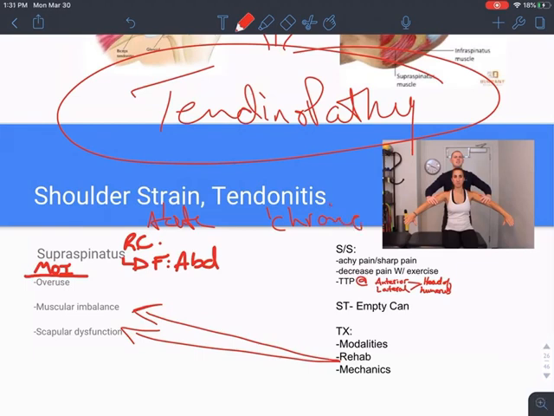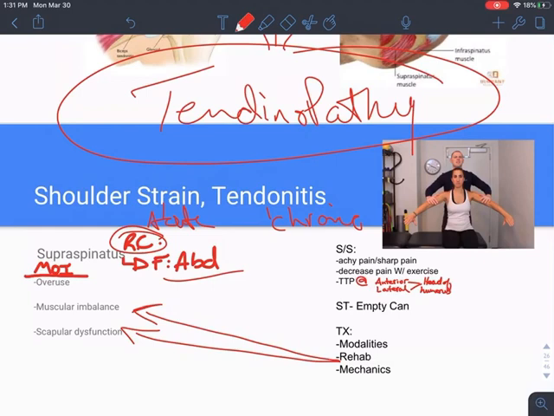So supraspinatus, right? Super common. It's a rotator cuff muscle that's injured. The function of your supraspinatus is abduction. So the MOI for supraspinatus tendinopathy is overuse. You overuse your shoulder, you get inflammation. Muscular imbalance is huge too, and scapular dysfunction.